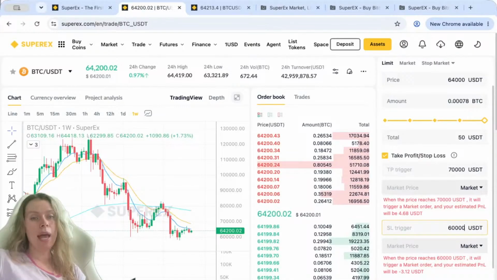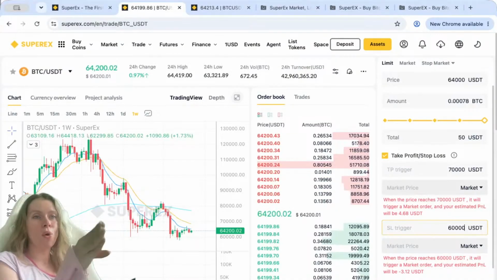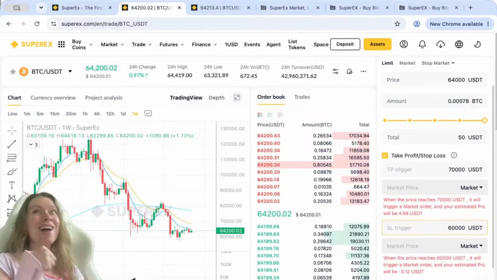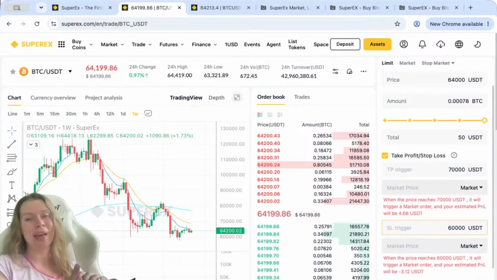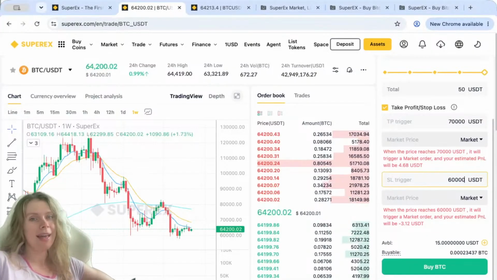And see, SuperEx is showing you every step of the way what it means. It says when the price reaches 60,000 USDT, it'll trigger a market order, and so on. So make sure you guys read all of those things in red. SuperEx does not want you to go into these trades without being aware of what you are doing, okay? First time, they want you to be able to come back and keep using it, okay? And to do that, you have to understand what you're doing.